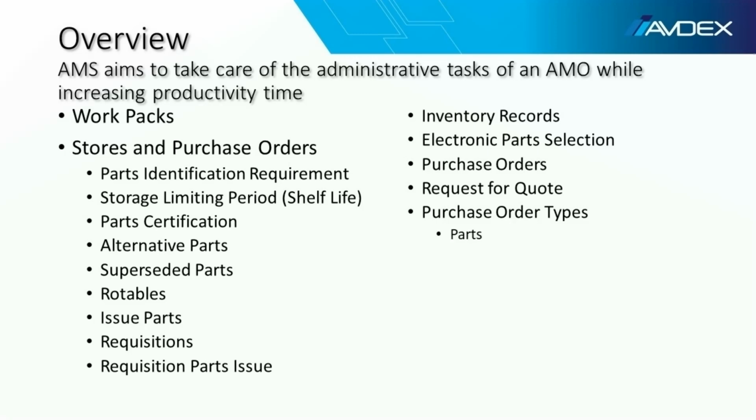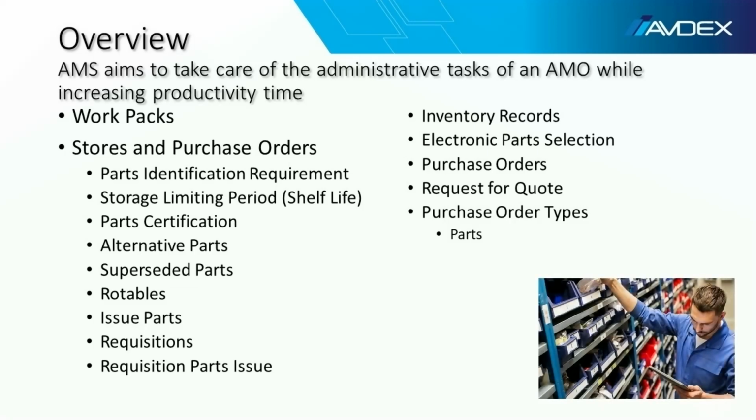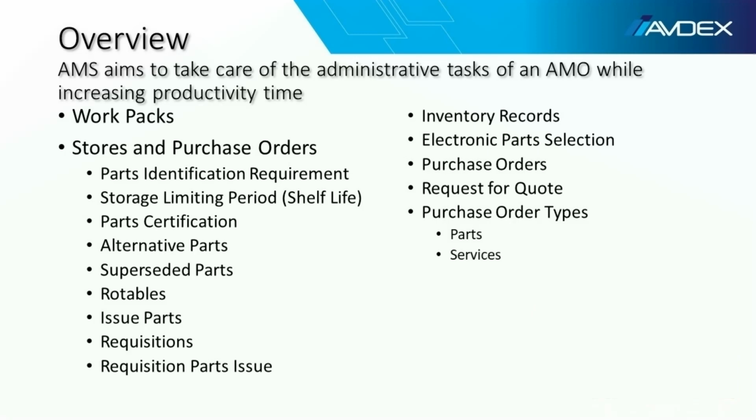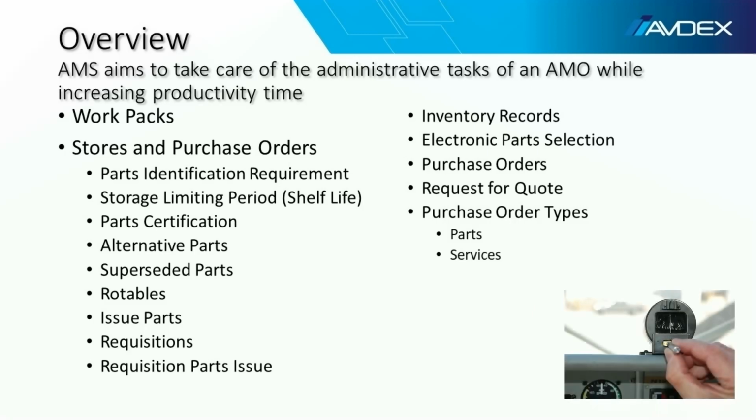Parts. This is a normal parts order used to procure parts. An existing part number must be specified. The task card link is optional. Services. This order type is used when services type work is carried out by a third party. This purchase order type must be linked to a task card, as the task card contains the description of the work to be done.